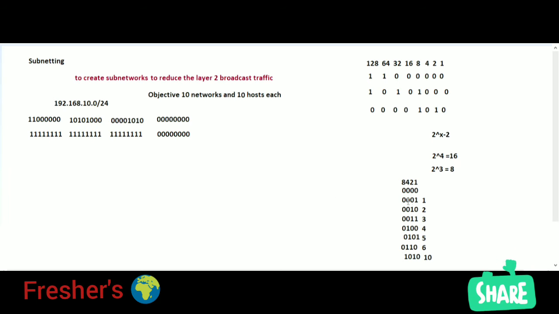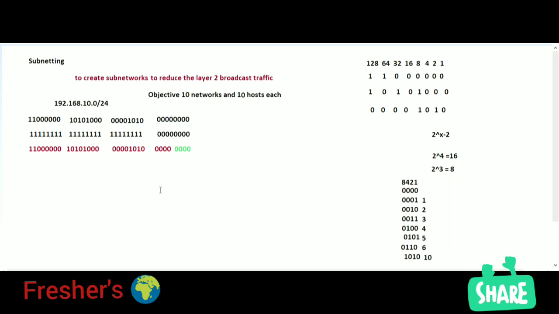The first combination is all zeros. Now I'm going to borrow the bits: 1 1 1 0 0 0 0 0, then 1 0 1 0 1 0 0 0, and 1 2 3 4 and 1 0 1 0. Now I'm going to borrow 4 bits: 1 2 3 4. I have borrowed 4 bits, so the rest are host bits.